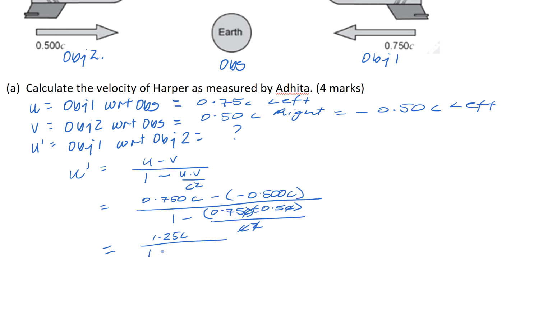Then I have 1 plus 0.75 times 0.5. And I then end up with 0.909 c. So let's write that out as 9.09 times 10 to the minus 1 c, and that is left. So that's part A for you.